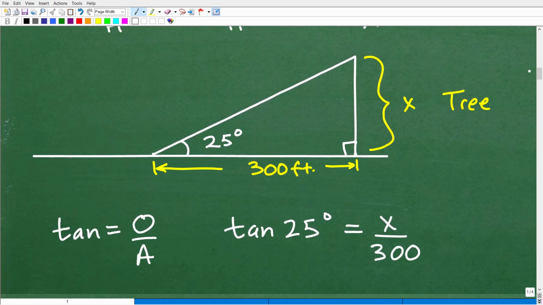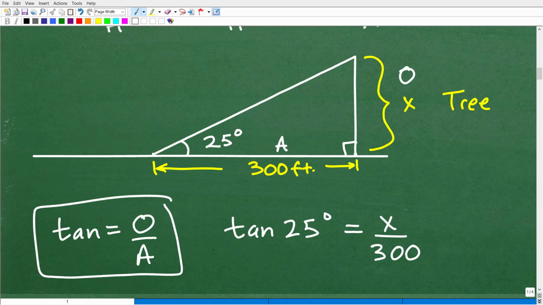So now let's take this a step further. Now that we know we want to use the tangent, again, the opposite over the adjacent, that's the tangent of this angle. So the tangent of this angle is the O over the A. Let's write this out. The tangent of 25 degrees is the opposite. What is the opposite? Well, I don't know what the opposite is. It's x. That's the O over the adjacent. The adjacent is this length right there, 300.